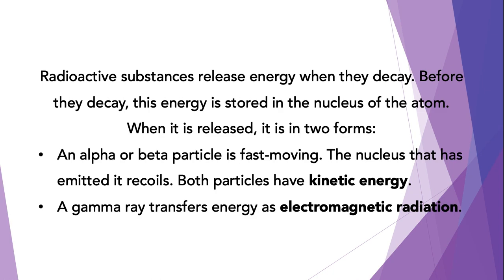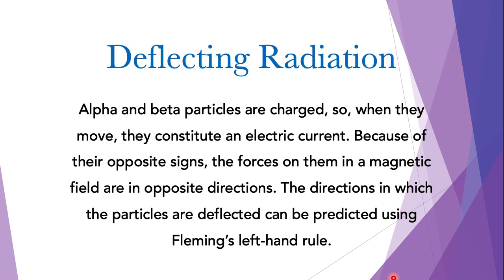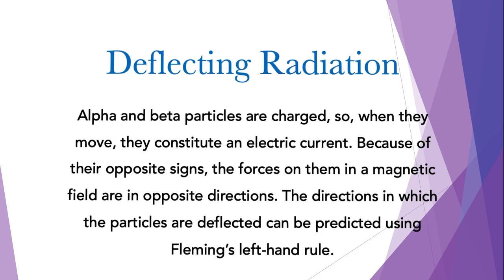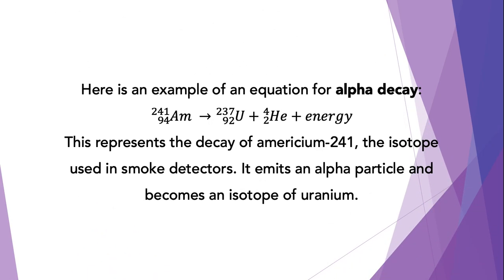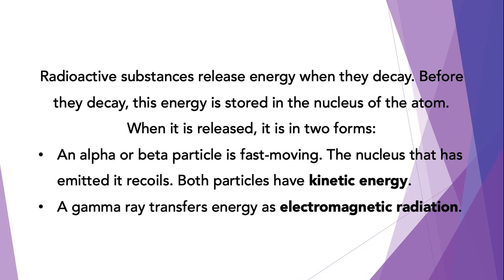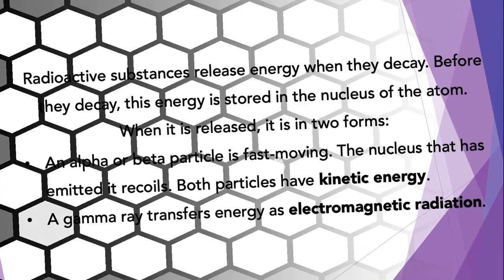So now that we've seen the two different types of energy released from radioactive substances when they decay, and how radiation is deflected by electric charges and magnets, and the radioactive decay equations we've learned here, we are going to move ahead to understanding the penetrating power of these radiations.